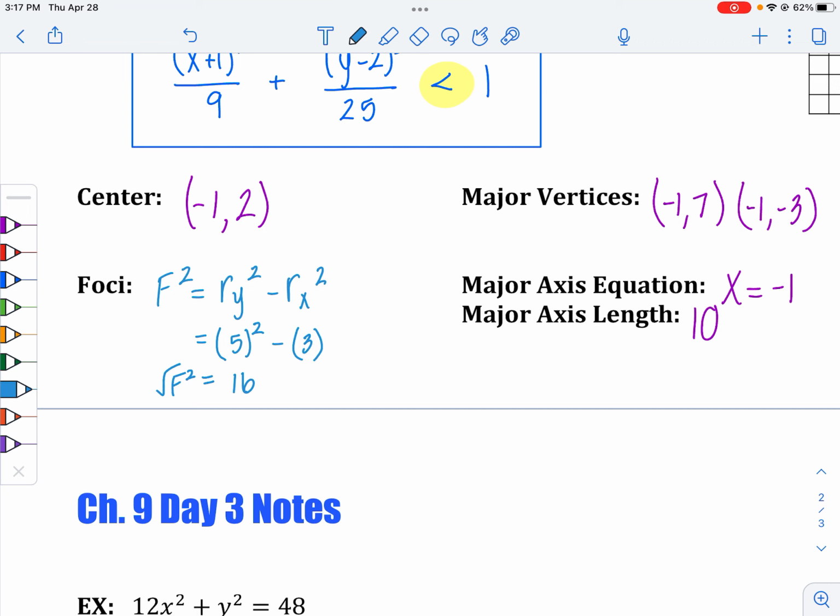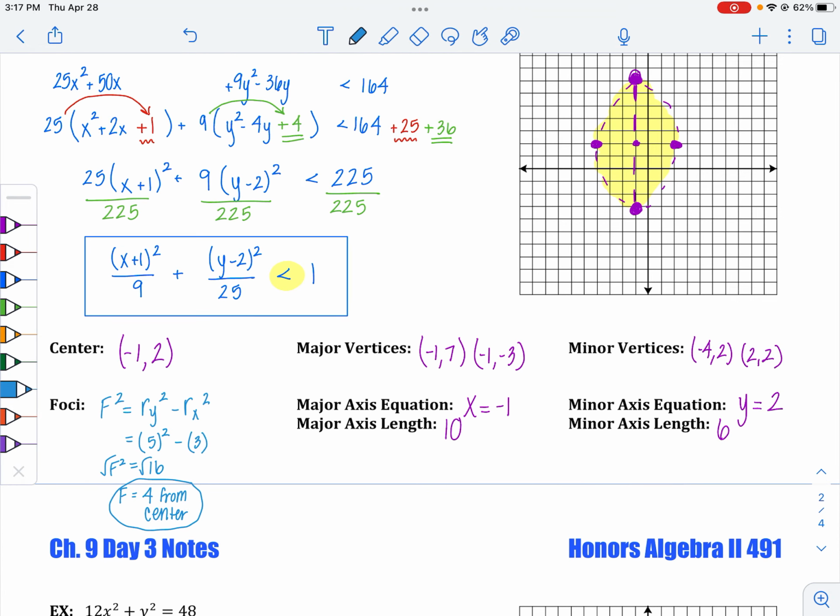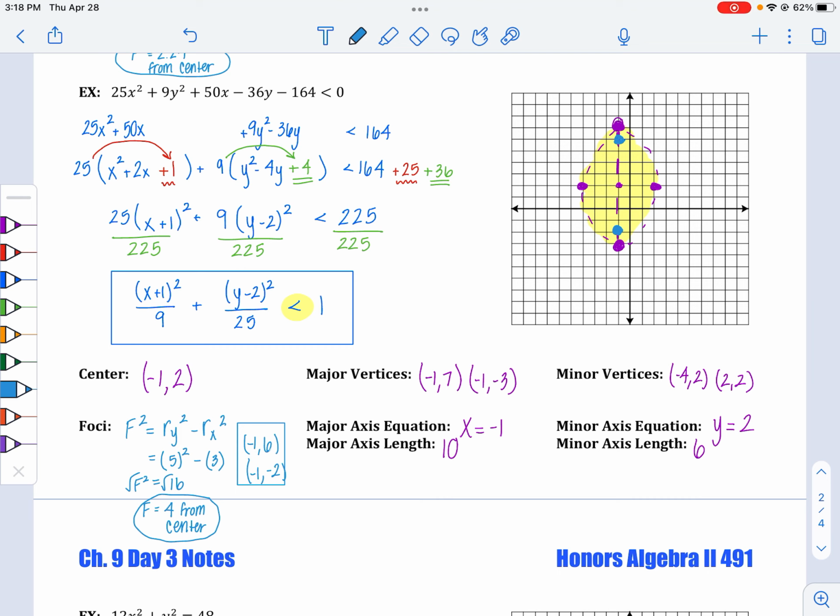Oh, that's nice. Since it is a distance, we're only going to look at the positive. So it's 4 units from the center. Now it's 4 units from the center on the major axis. So from the center, go up in this case, because that's the major, and go down, because that is the major axis. Coordinate points then, -1, 6, and -1, -2. And this one's a little bit different because we had the shading and the dashed line around.